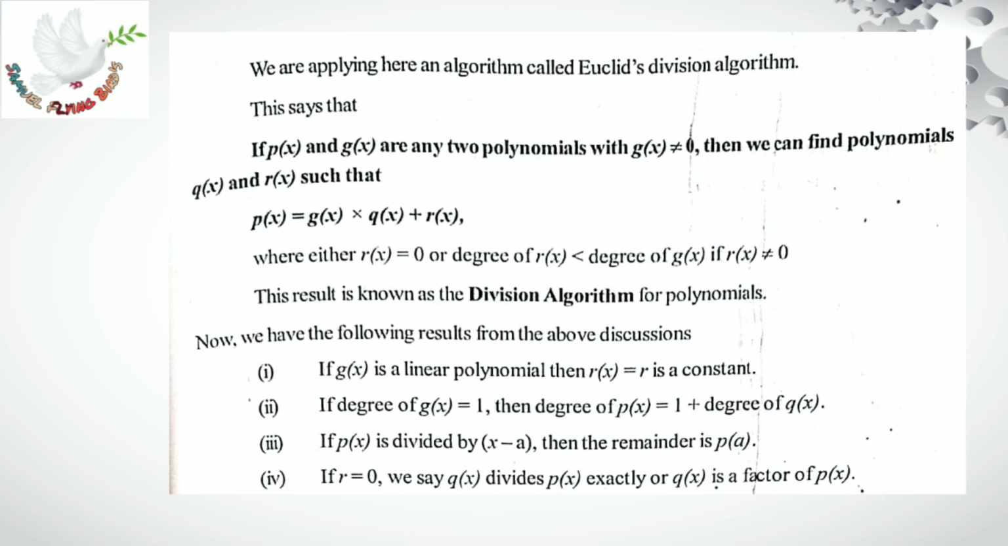And the third one: if p of x is divided by x minus a, then the remainder is p of a. And the fourth one: if r equals 0, we say g of x divides p of x exactly, or g of x is a factor of p of x. By this we can have four types of conclusions from division of polynomials. By this we can complete the polynomial topic.